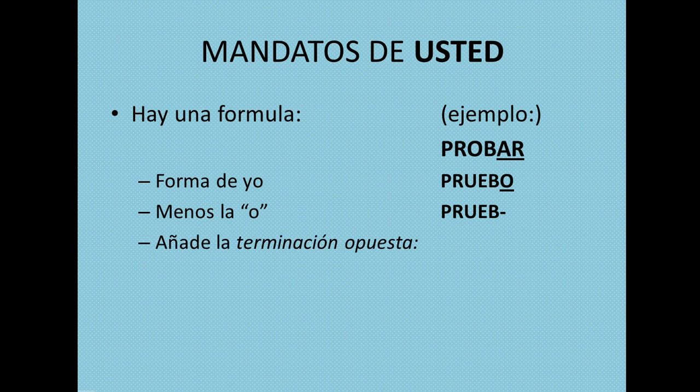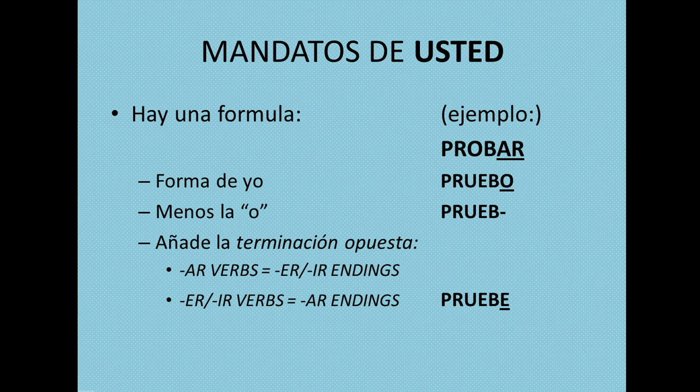So what that means is if it's an AR verb, you're going to use ER-IR endings. And if it's an ER-IR verb, you're going to use an AR ending. So you're adding the opposite usted ending. So the usted command for the verb probar would be pruebe. Again, we took our verb, we put it in the yo form, pruebo, took off the O, and then added the opposite usted form ending, pruebe. Okay, so for example, pruebe la tortilla, try the tortilla.